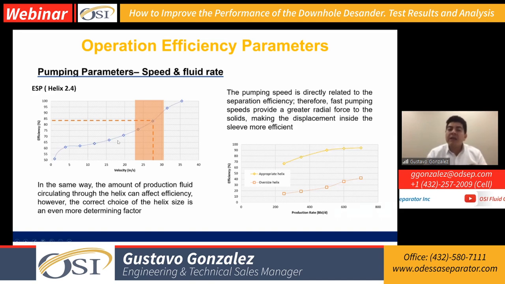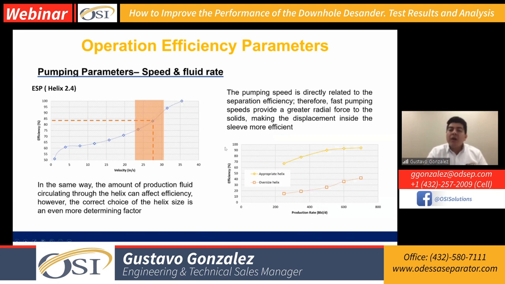Normally on an ESP I get more constant fluid passing through the pump, so this is more like a graph based on an ESP. You can see that the optimal range to achieve an 85% efficiency is around 26, 27 inches per second. Once I achieve that fluid velocity at that point, before it goes through the vanes of the helix, my efficiency is going to be higher. As soon as the well is depleted, my efficiency starts coming down a little bit.